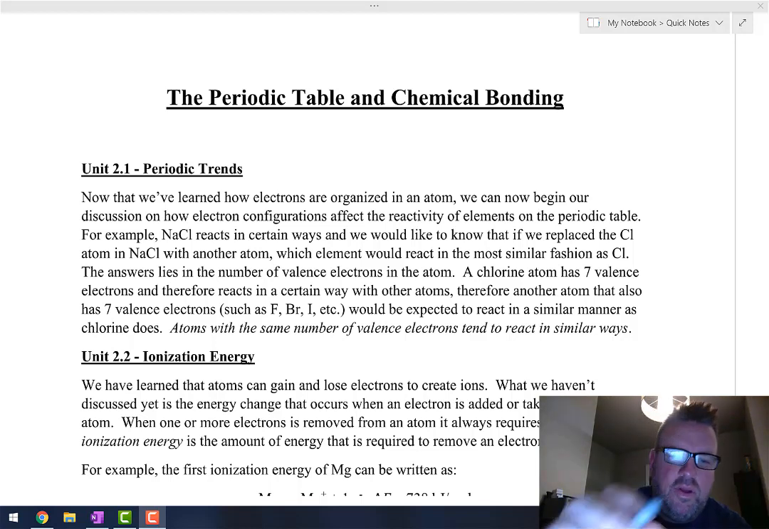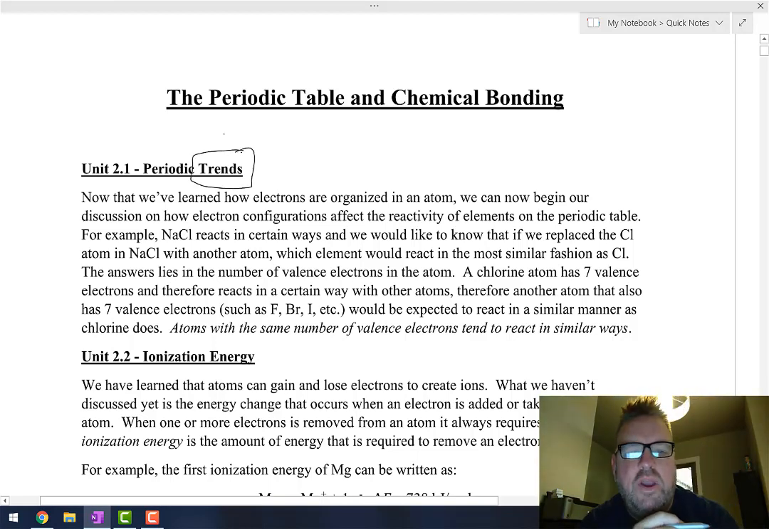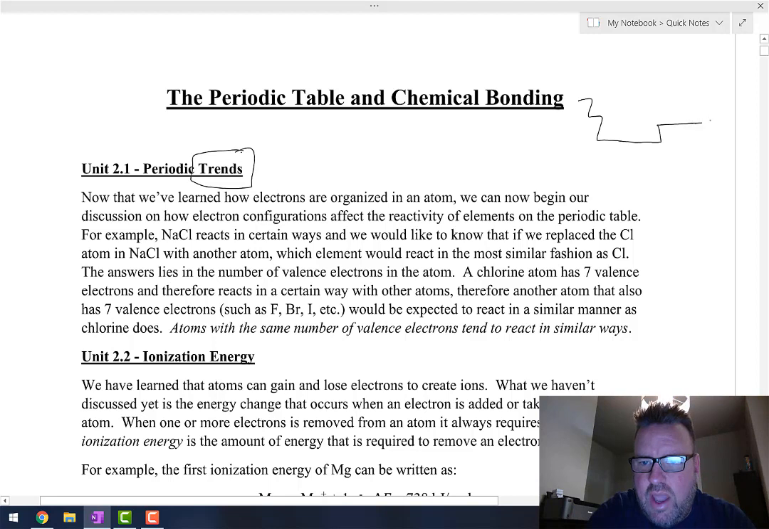And that's one of the things that we're going to start by talking about: instead of patterns, they use the word trends. A periodic trend is just a pattern that we're going to follow on the periodic table. So previously, for example, we learned about valence electrons. We said every element in this first column here has one valence electron, and then here they have two.